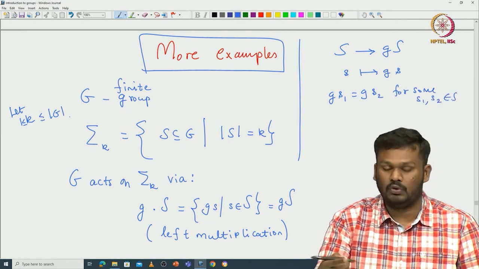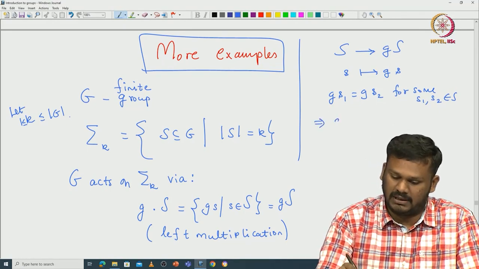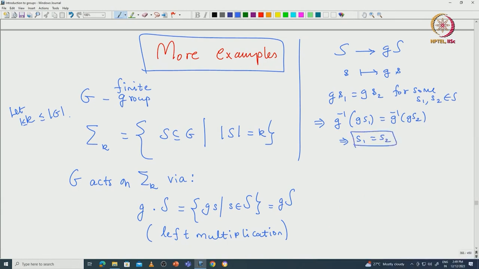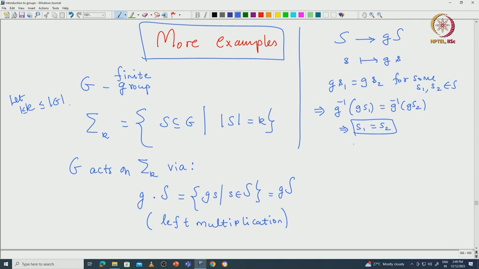Then you apply g inverse on both sides. That implies g inverse of gs1 is the same as g inverse of gs2, which immediately gives s1 equal to s2. So we have this left cancellation in the group, which makes left multiplication by any element an injective map from S to gS. Since this is injective, you can easily see that it is also surjective, because if you start with some element s dash here, look at g inverse of s dash.